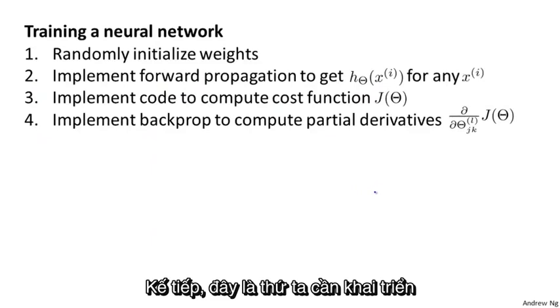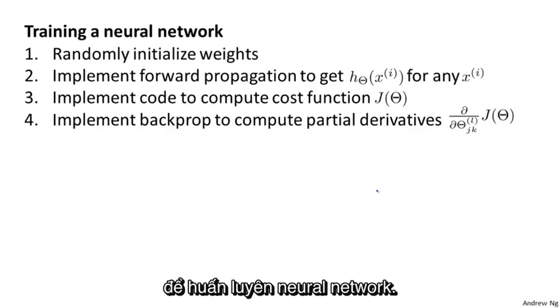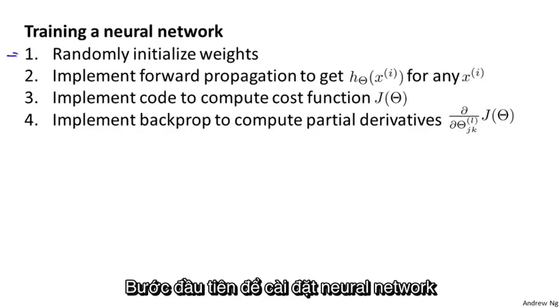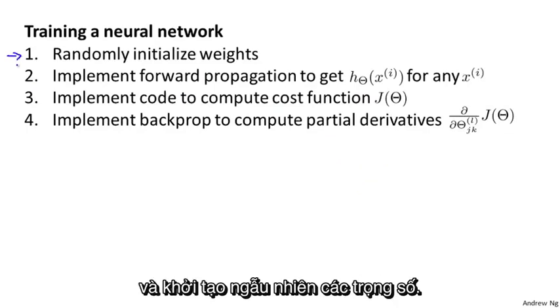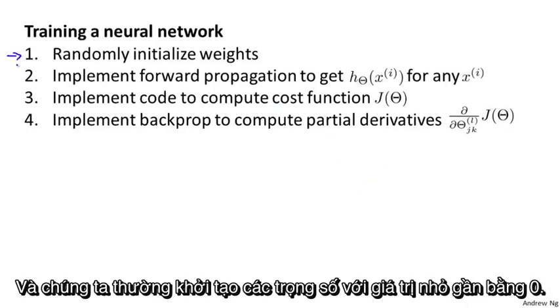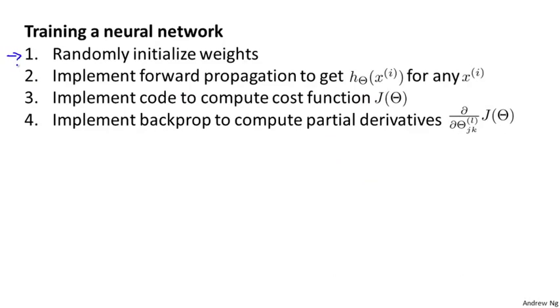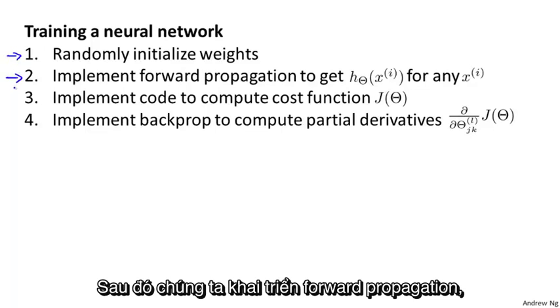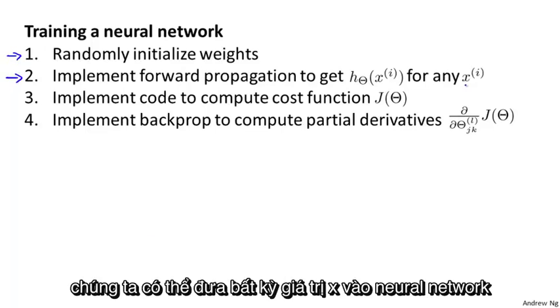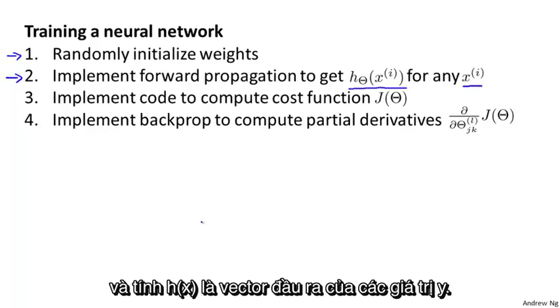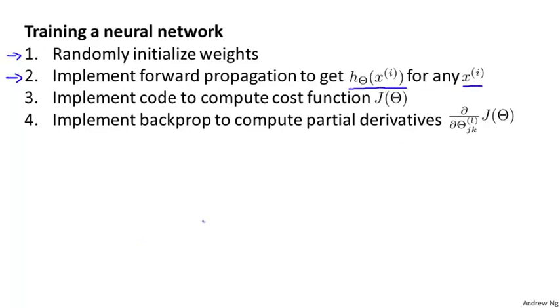Next, here's what we need to implement in order to train a neural network. There are actually 6 steps that I have, 4 on this slide and 2 more steps on the next slide. First step is to set up the neural network and to randomly initialize the values of the weights. And we usually initialize the weights to small values near 0. Then we implement forward propagation so that we can input any x to the neural network and compute h of x, which is this output vector of the y values.